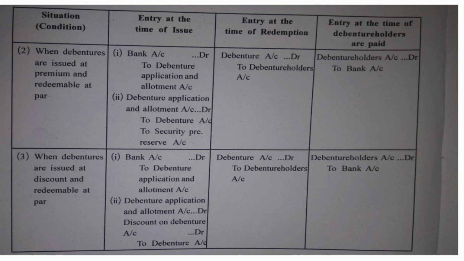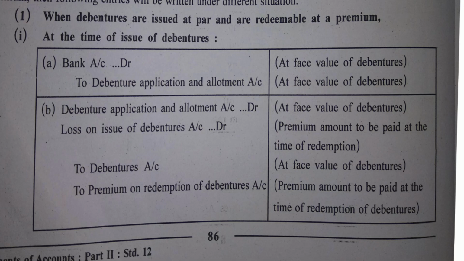Till now, this table that we have followed, on the basis of this we have solved several illustrations. The simple illustrations, yes? And slowly it was a little bit complicated after this. The situations for issue of debentures have been changed. So again on page number 86, the first situation, when debentures are issued at par and are redeemable at premium. Issued at par, redeemable at premium.